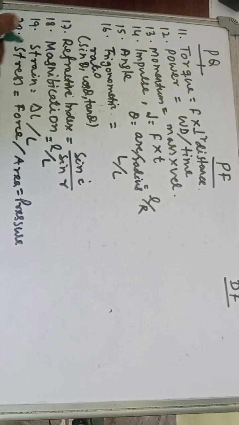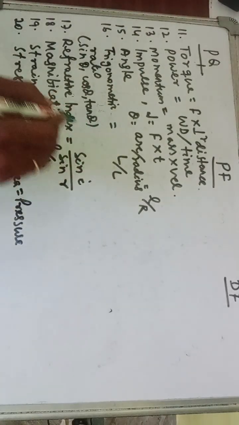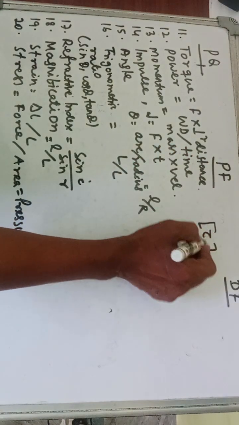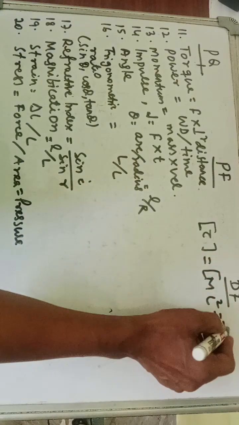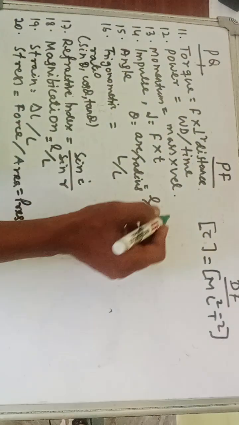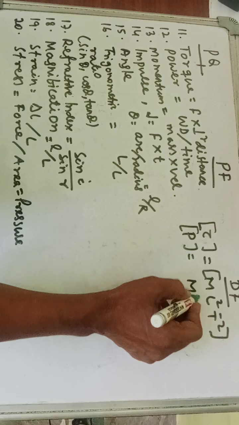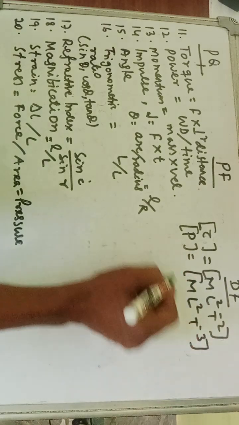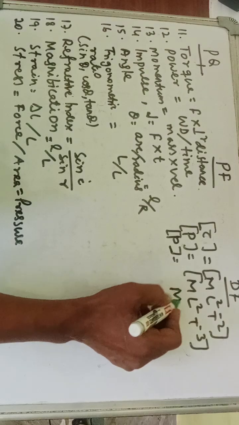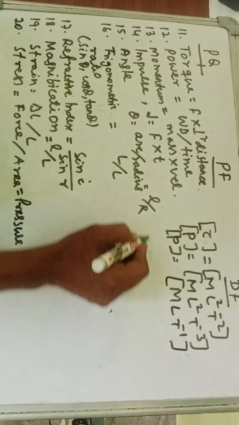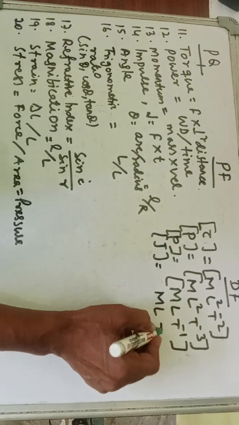Now we have some other physical quantities. Say torque. Torque is moment of force or force into perpendicular distance. Then, if torque is tau, then dimension of torque is equal to M L T minus 2 into L, that is M L2 T minus 2. It is same as work done. For power, P is work done per time, it will be M L2 T minus 3. Momentum P is mass into velocity, or M L T minus 1. Impulse is force into time, it is J, it is M L T minus 1.